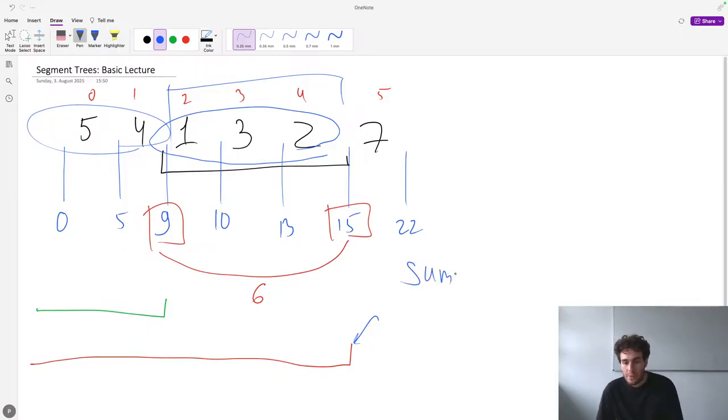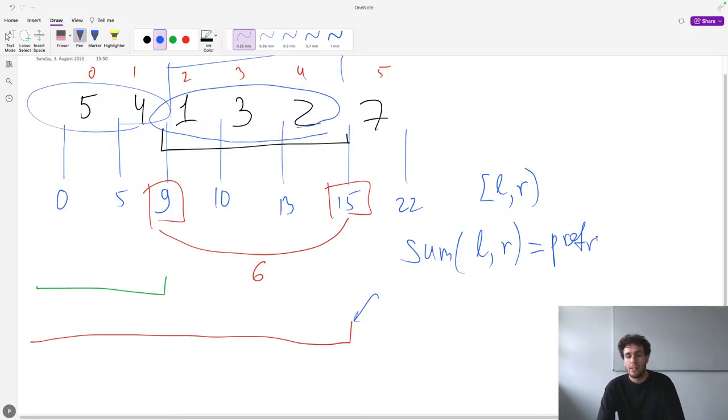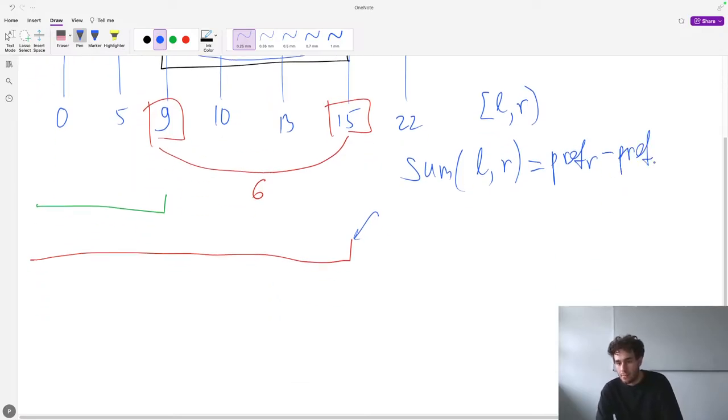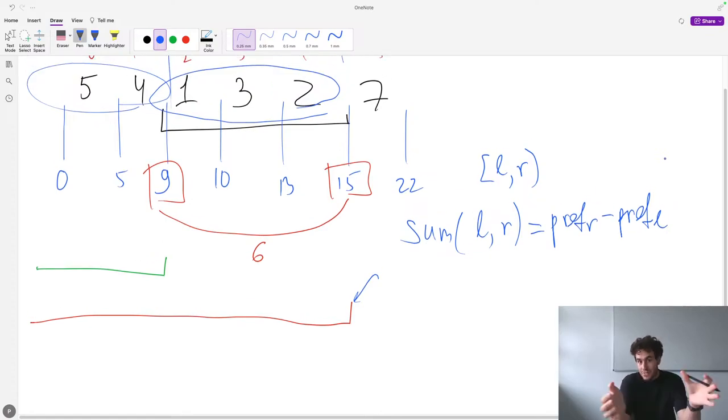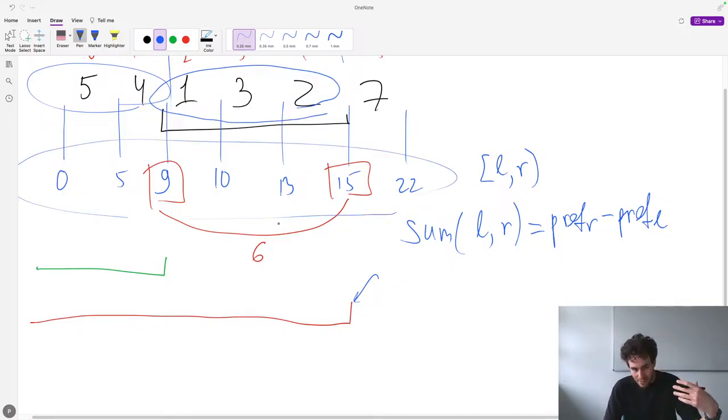So if we have a formula, sum on a, let's say, half-closed interval from left to right, this is how you would implement it: just prefix R minus prefix L. Super simple. And this is one of the simplest examples of a data structure. A data structure is when you have some kind of data, an array, and then we build a structure on top of it. In this case, we just calculate prefix sums. And then we can use this structure to answer queries, right?